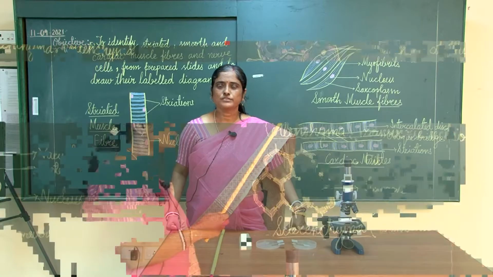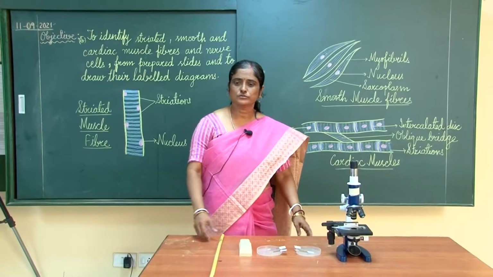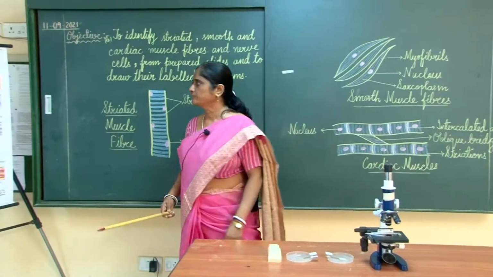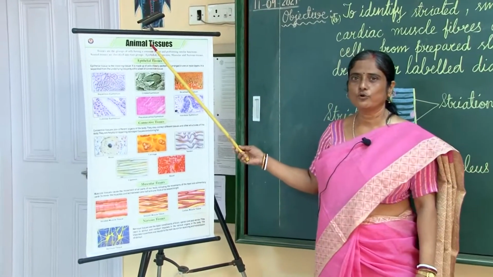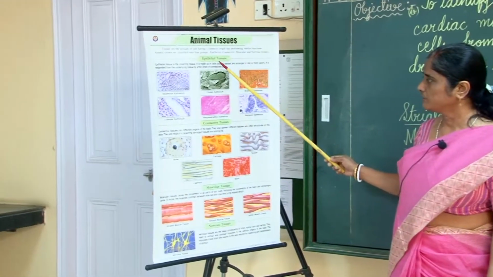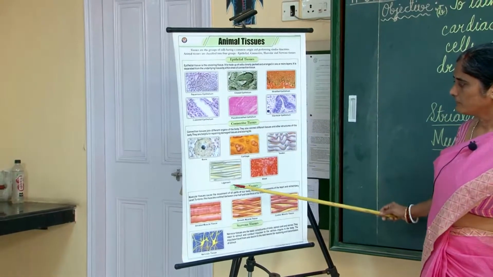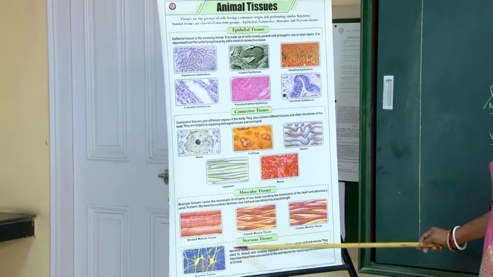After the plant tissues, let us study about the animal tissues. Let us see what are the different types of animal tissues. In animals, the tissues are divided into 4 major types. They are epithelial, connective, muscular and nervous.